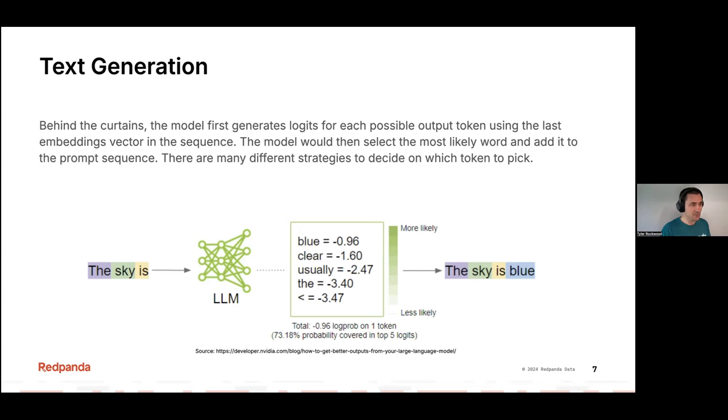If you've played with some of the APIs for these services, you'll see things like temperature or top P or top K or whatever it may be. A lot of those parameters are tuning the process of how you pick a token out of these probabilities, because they don't always do the greedy solution of picking the most likely token every time. There's some randomization or shuffling that helps generate the next output, which is why, if you prompt an LLM multiple times, you'll get different outputs. That's because this selection process picks different tokens, which changes the output, right?